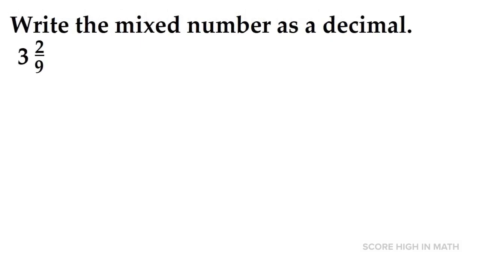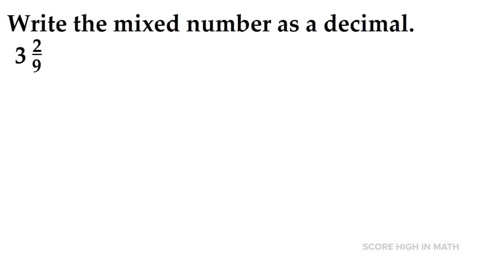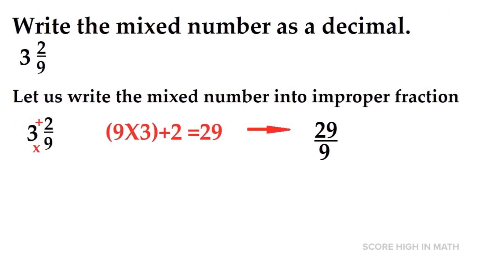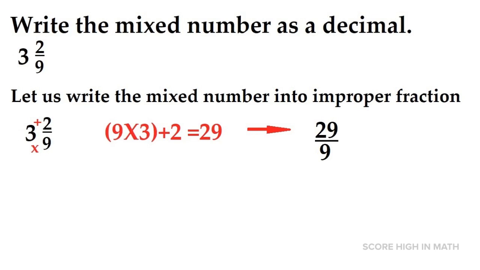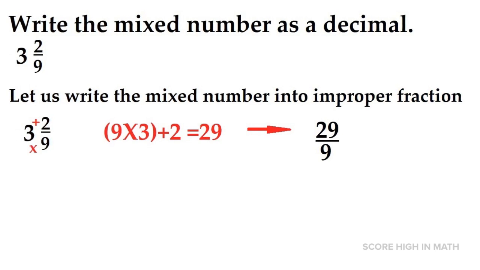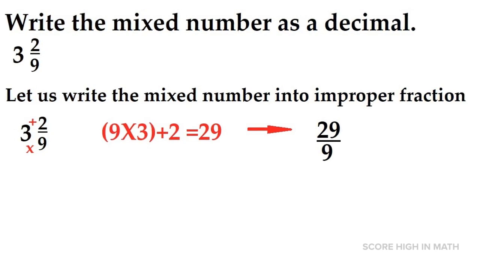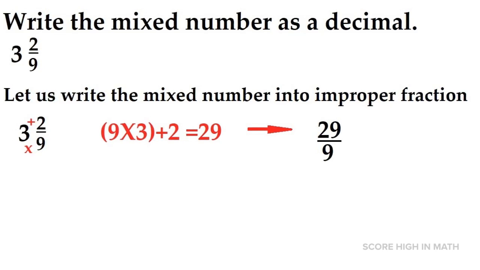Let us work on this example so that you can write the mixed number 3 and 2/9 as a decimal. Let us convert the mixed number into improper fraction first. We are going to multiply the denominator into the whole number and add the numerator to the product of the denominator and the whole number. So, it will give us 9 times 3 plus 2 is 29. Therefore, the improper fraction of the mixed number is 29/9.